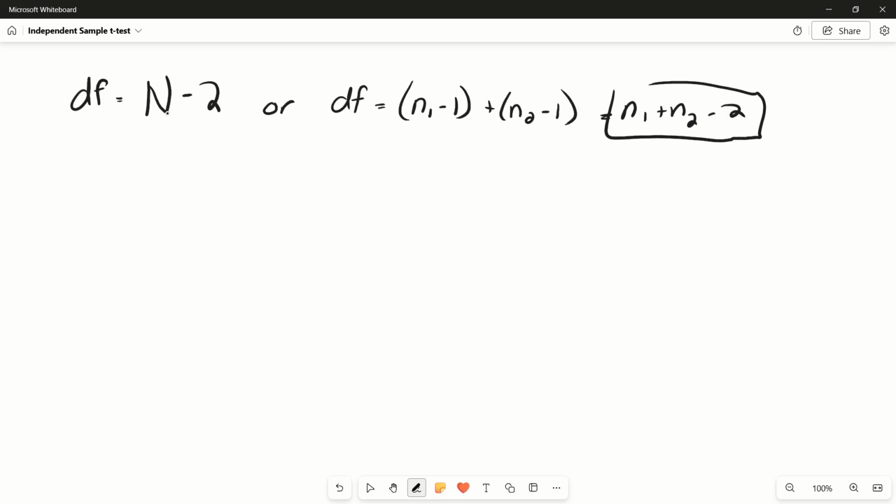But it's basically your total sample size, the number of people total in both groups combined, minus 2, which is the same as this. Right? It's just ways of writing it. Why is that a minus 2? Because we're estimating two parameters.